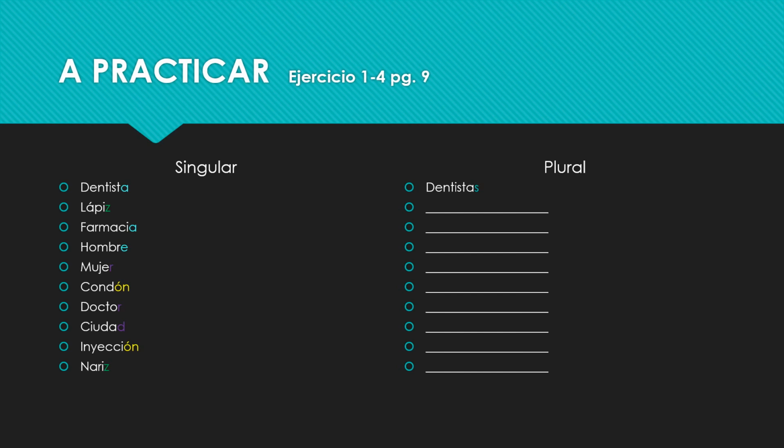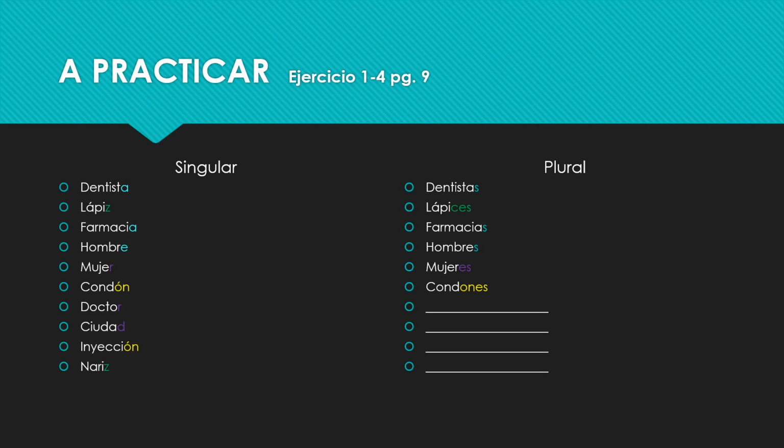Lápiz ends in a Z. A Z is a consonant, so we add the ES, but we have to remember that when words end in a Z, there's an exception, and the Z changes to a C. So it becomes lápices, pencils. Farmacia ends in a vowel, an A, so it becomes farmacias, the pharmacy. Hombre ends in a vowel, an E, so it becomes hombres. That means men. Mujer ends in a consonant, so we're going to add an ES to make it mujeres, women.